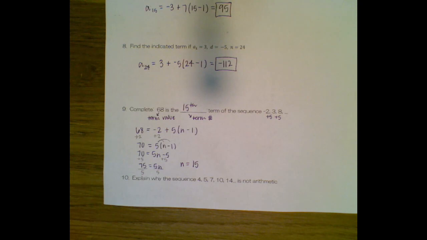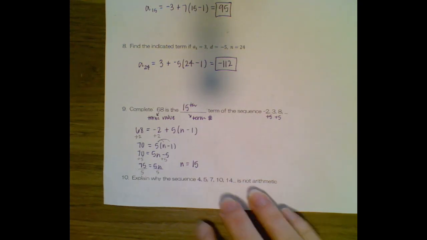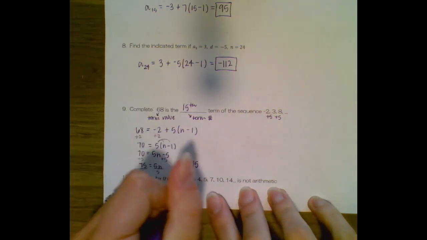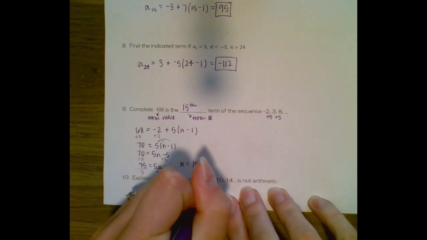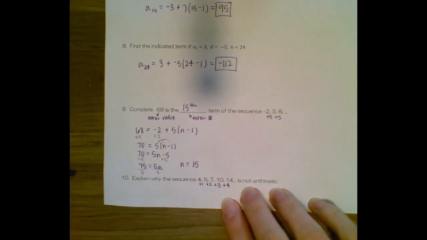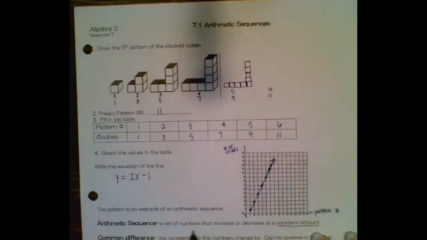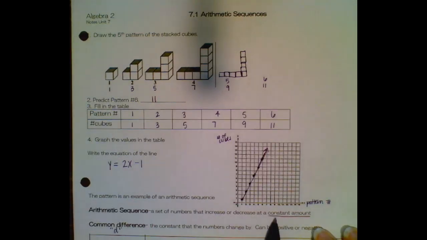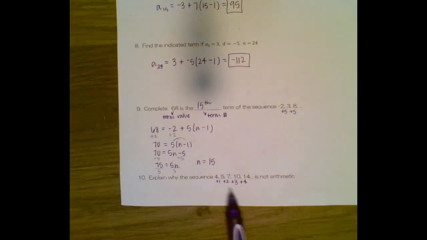Okay? All right, number 10 says, explain why the sequence 4, 5, 7, 10, 14 is not arithmetic. So let's see here. To go from 4 to 5, we add 1. 5 to 7, we add 2. 7 to 10, we add 3. 10 to 14, we add 4. Okay? In order for an arithmetic sequence to occur, you have to increase or decrease at a constant amount. Notice that we are not increasing or decreasing by a constant amount. So the common difference has to be the same.